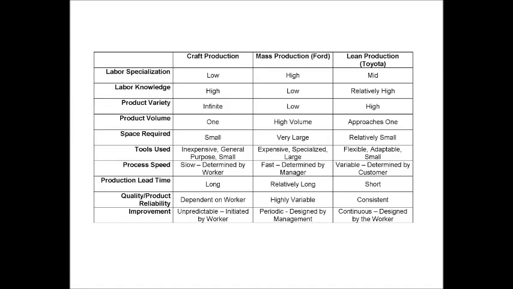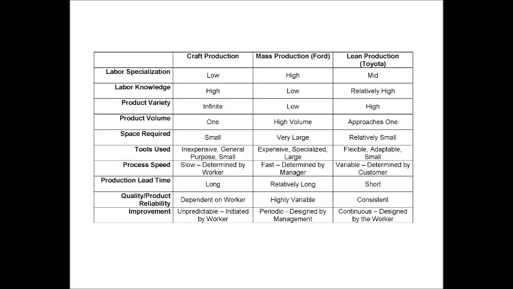Product variety, we'll see how this works pretty early on here in the semester, is relatively high. There can be a pretty high variation in the number of products that are made using a lean production system. And a part of the reason why is because the lean production system attempts to move toward a product volume of one. We call this one-piece flow. There are a lot of advantages to one-piece flow, and we'll see how this works as we progress through the semester. Because of that, the space required is relatively small.